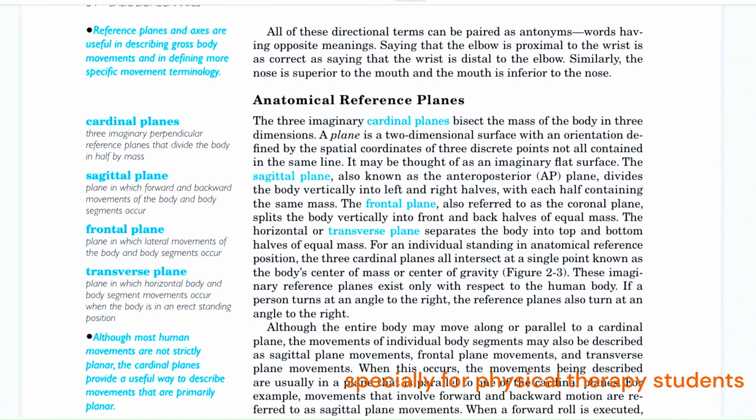Starting with the anatomical reference planes, imagine slicing our body in different ways to divide it into sections, as you know. These slices represent the three cardinal planes of motion. First, the sagittal plane. Second, the frontal or coronal plane. Third, the transverse plane, or horizontal plane.